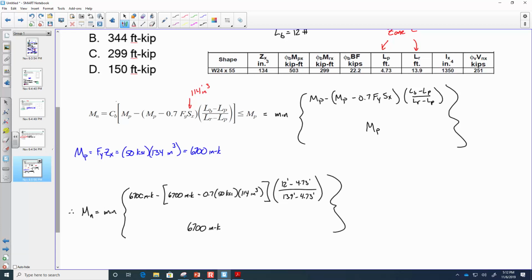Go ahead and tell you it's not 6,700. The reason it's not this is because CB is 1. Remember what CB does. CB ups your capacity based on non-uniform bending. But I don't care what CB does, it can never be larger than MP. So does anybody have a value for that expression? I know it's long. Take your time. This is just a little heavy.